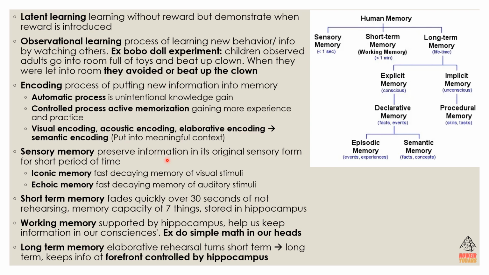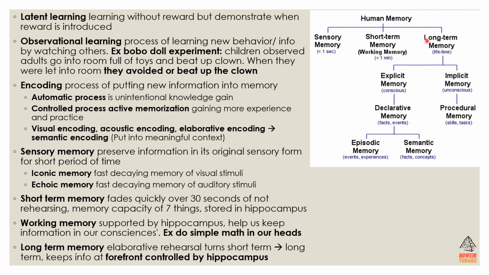Working memory then is supported by the hippocampus and helps us keep information in our consciousness. So that's short-term memory. For instance, do simple math in our heads for a minute and then move on to the next question, stuff like that. Then we have long-term memory. Long-term memory is the elaborative rehearsal from the short-term memory into long-term memory, and the information is kept at the forefront and is controlled by the hippocampus.